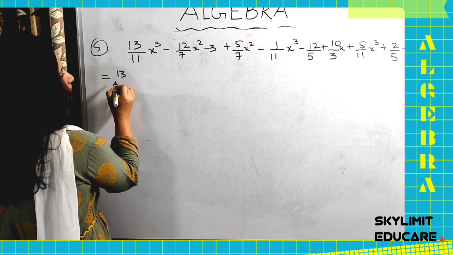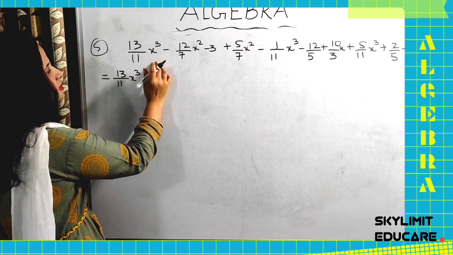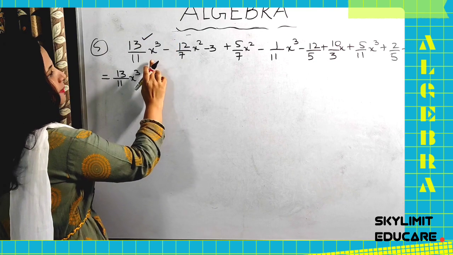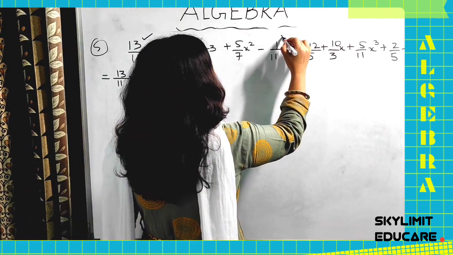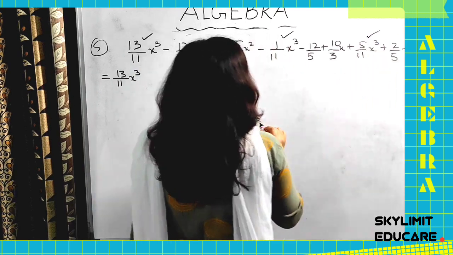13 by 11 x cube. The first term I have 13 by 11 x cube. Let me find any more x cube is there. Yes. Here I am having an x cube. Here also I am having an x cube. Yes.